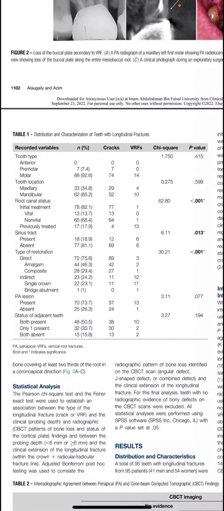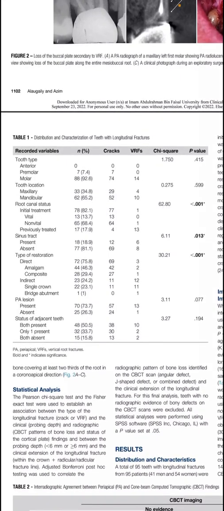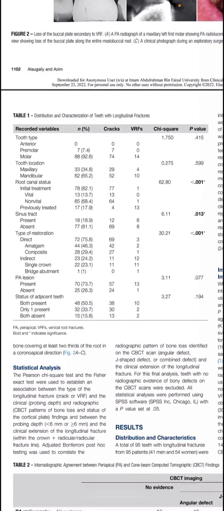54 patients had full clinical and radiographic records of both cracked or vertical root fractured teeth, and 41 of the teeth were cracked teeth, and 13 were vertical root fractured. That accounts for 75% cracked, and almost 24% for vertical root fractures.